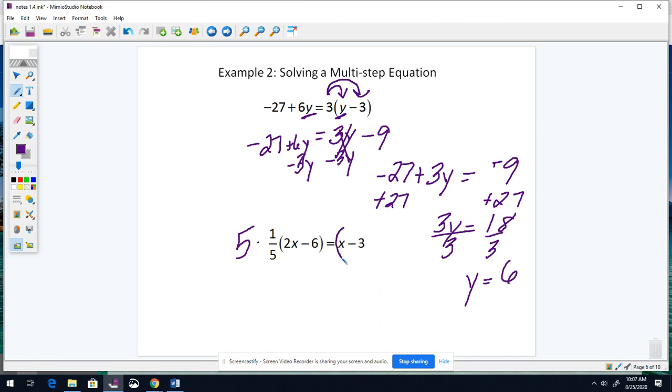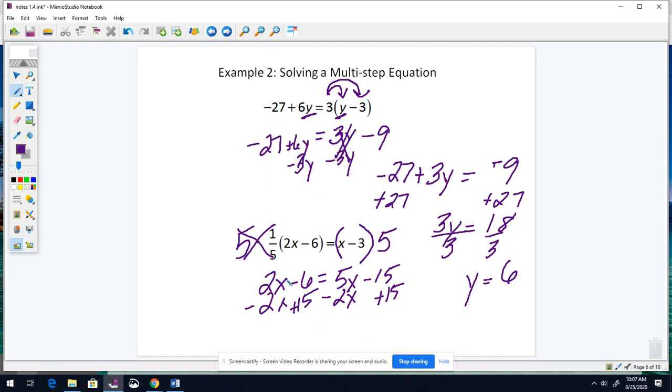Now, if I do it on the left, I have to do it on the right to everything. So I'm going to put it in parentheses here just to remind myself that all of that's getting multiplied by 5. So the 5 and the 1/5 cancel. I'm left with 2x minus 6 equals, when I distribute the 5, 5x minus 15. I'm going to subtract 2x on both sides. I'm also going to add 15 on both sides.